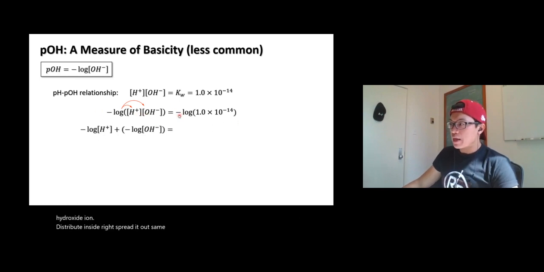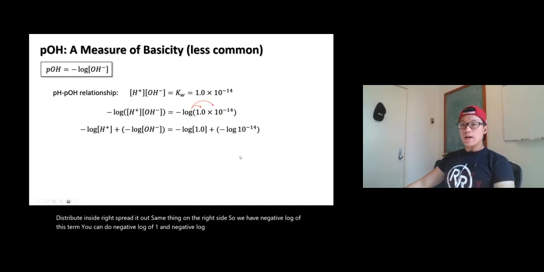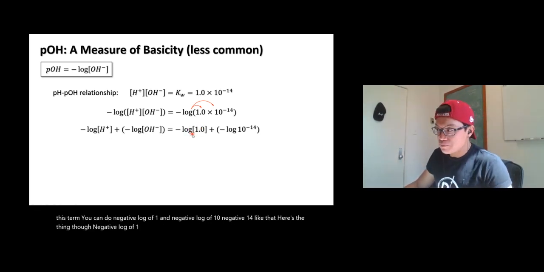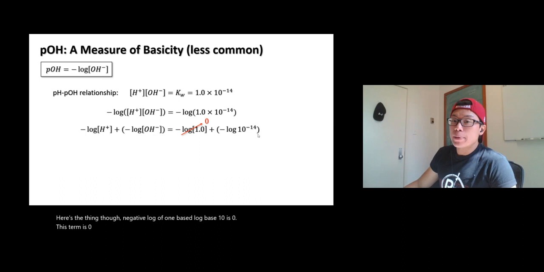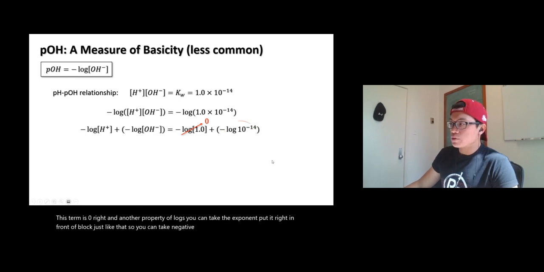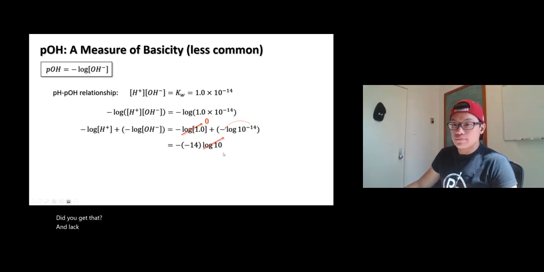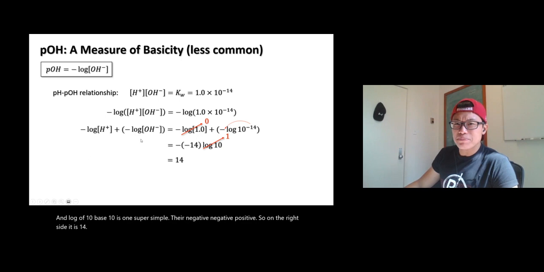Same thing on the right side. So we have negative log of this term. You can do negative log of 1 and negative log of 10⁻¹⁴, like that. Here's the thing though. Negative log of 1, log base 10, is 0. And another property of log, you can take the exponent, put it right in front of log. So we can take -14 right in front of it. And log of 10, base 10, is 1. Negative and negative, you get positive. So on the right side, it's just 14.